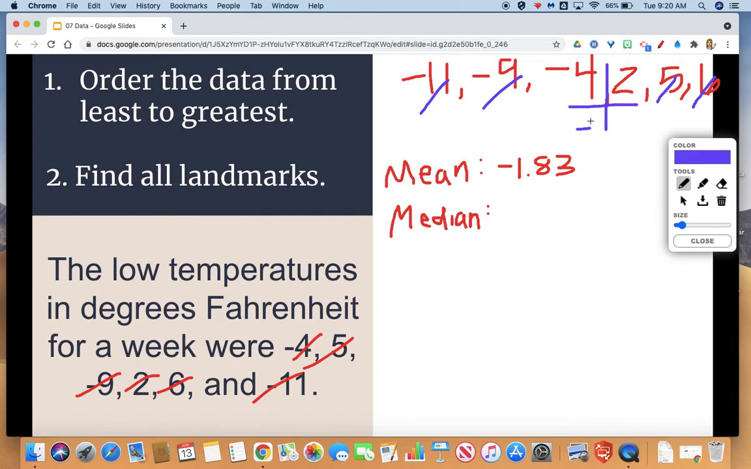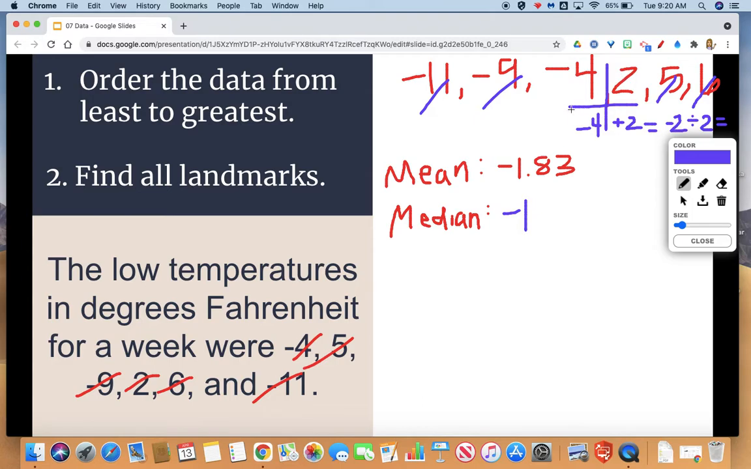So I'm going to add -4 plus 2, and that gives me -2. And then I divide by 2 because that's how many numbers I'm working with. And that will tell me the exact center of those two numbers. I know -2 divided by 2 is -1, so my median is -1.